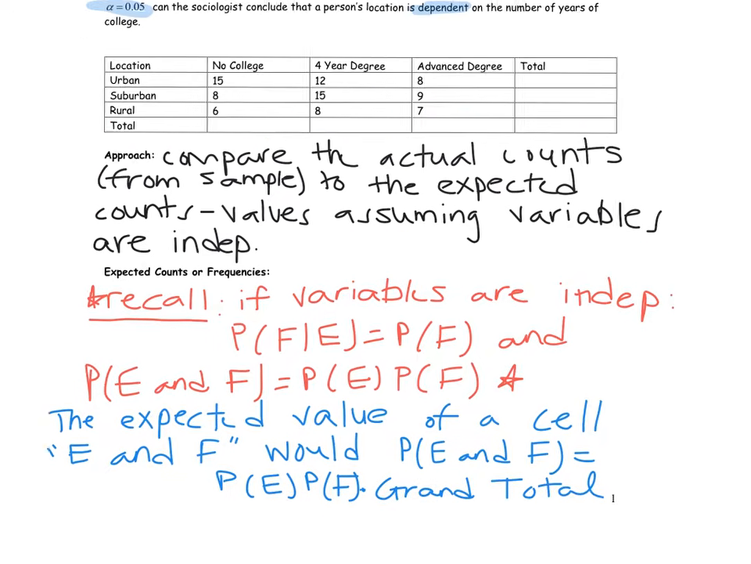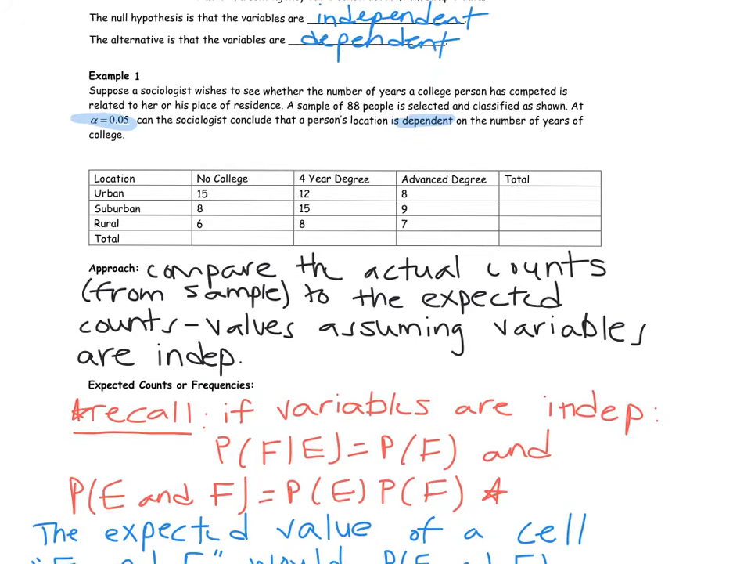So let's go back up and look at a specific example. Let's say our E and F is no college in an urban location. All right, so here's our event E. It's living in an urban area. Here's our event F, no college. 15 is E and F. Okay, so probability of E, probability of living urban, we're going to have to add up this row total and then divide it by the entire total. Likewise, the probability in the sample that people don't have any college, we're going to look at the column total and then divide by the total amount in the sample.